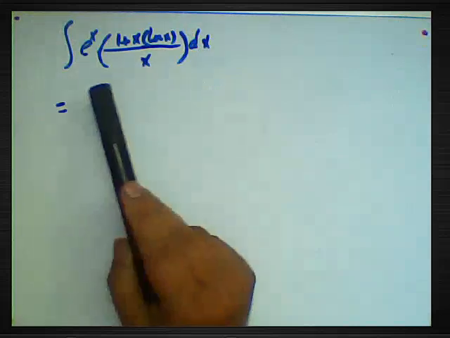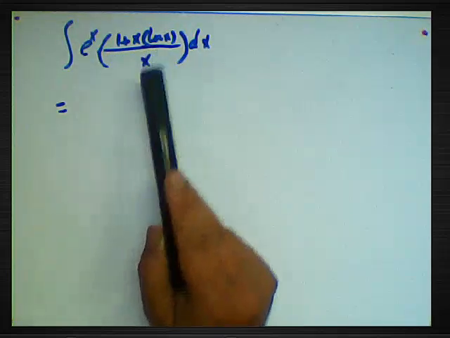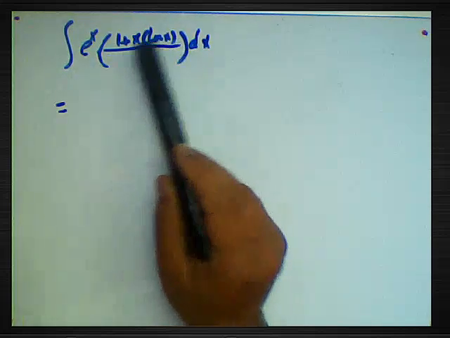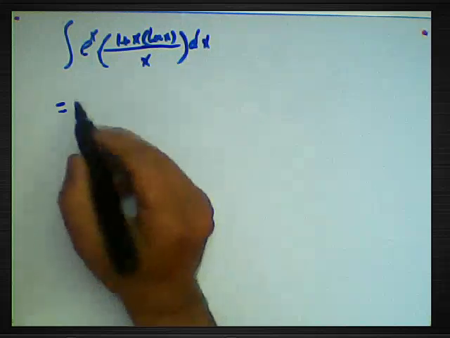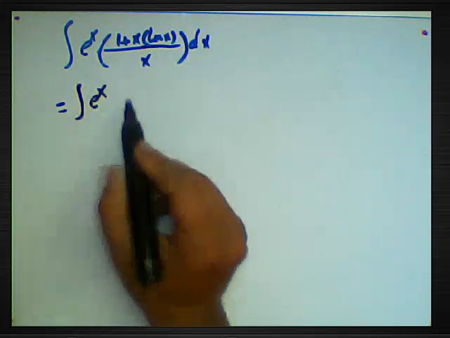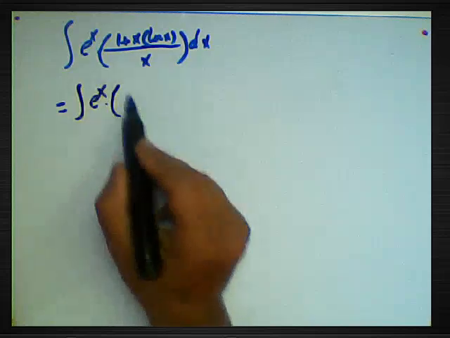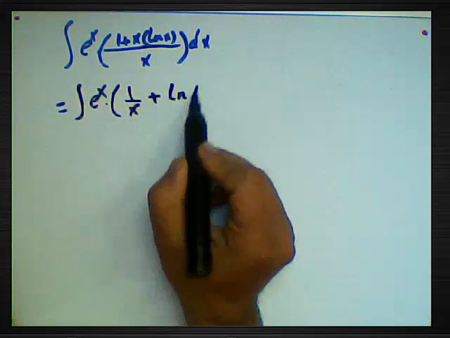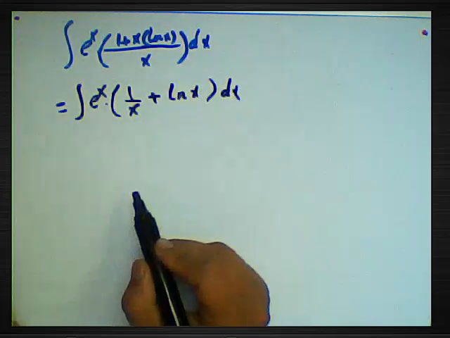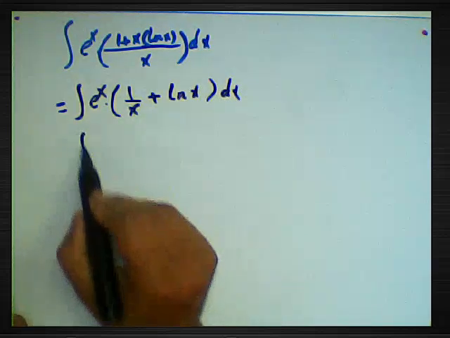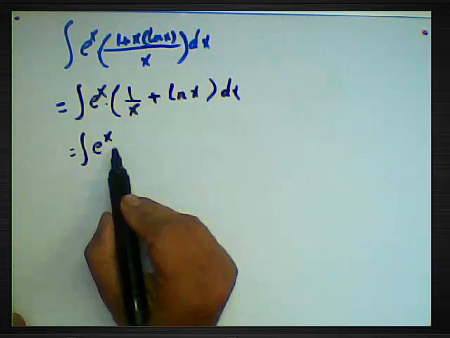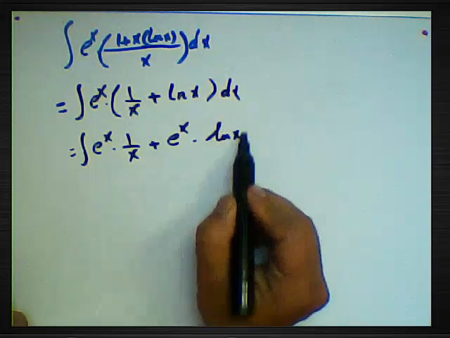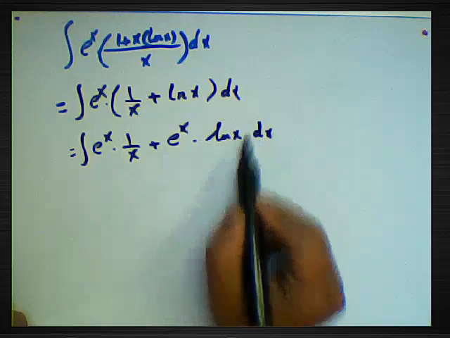Integration of e power x multiplication 1 plus x multiplication ln of x over x dx. We can use the distributive property here, dividing 1 over x and this term divided by x, and simplify the result. We can write the integration of e power x times 1 over x plus this term divided by x equal ln of x dx. We can use the distributive property here, e power x multiplication this function plus e power x multiplication this function ln of x dx.